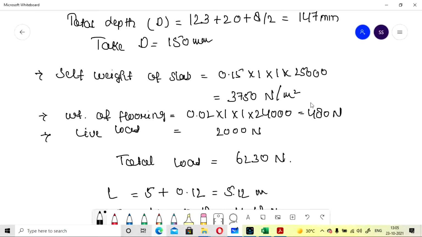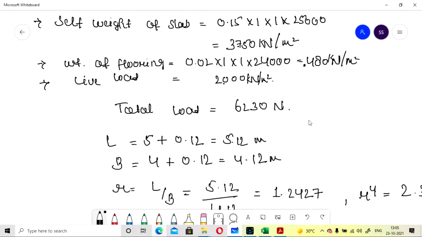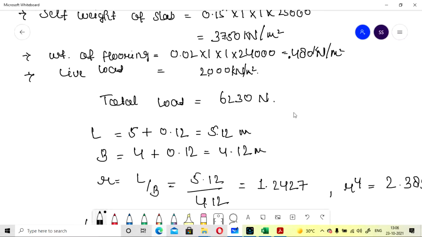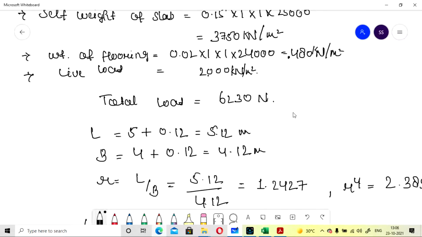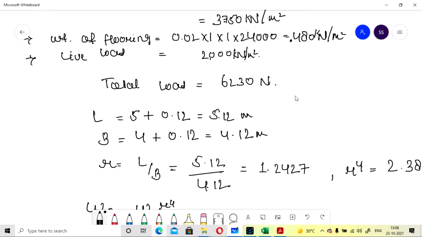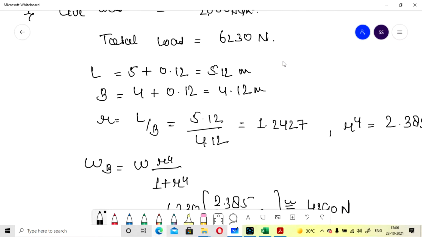So similarly here, Newton per meter, so it will be kilonewton. Let's do that also, kilonewton per meter square. And if you convert kilonewton, 0.480 will be kilonewton per meter. Okay, similarly here that is 2.00 kilonewton per meter square. Okay, now our total load will be calculated as 6230 Newton. Okay, so we are going to consider it per meter, that's why it is written like this.